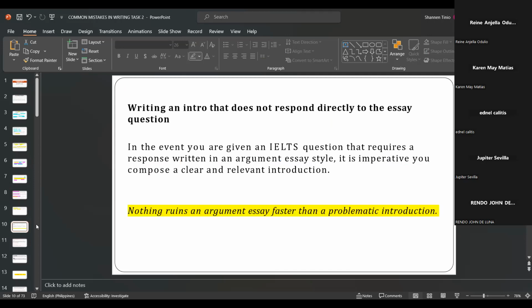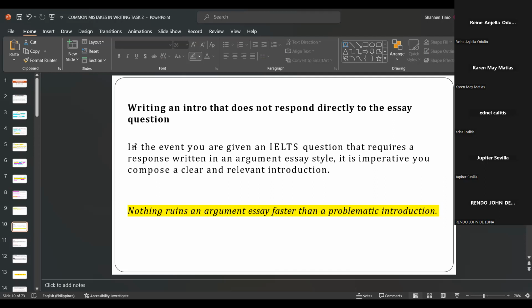Now let's talk about introduction. Why is an introduction so important? Pero before I answer the question, why is an introduction so important? Let's talk about what is an introduction in a while. Writing an intro that does not respond directly to the essay question is problematic. Highly a big dilemma.